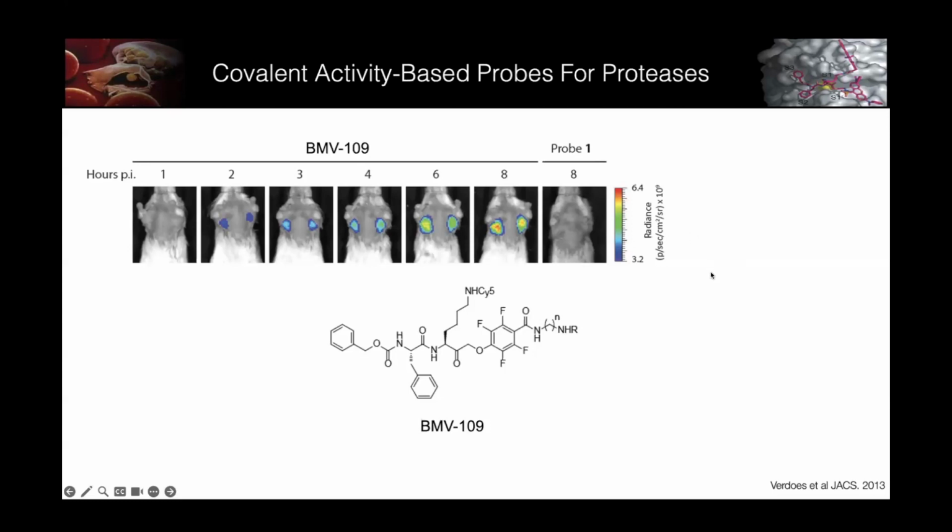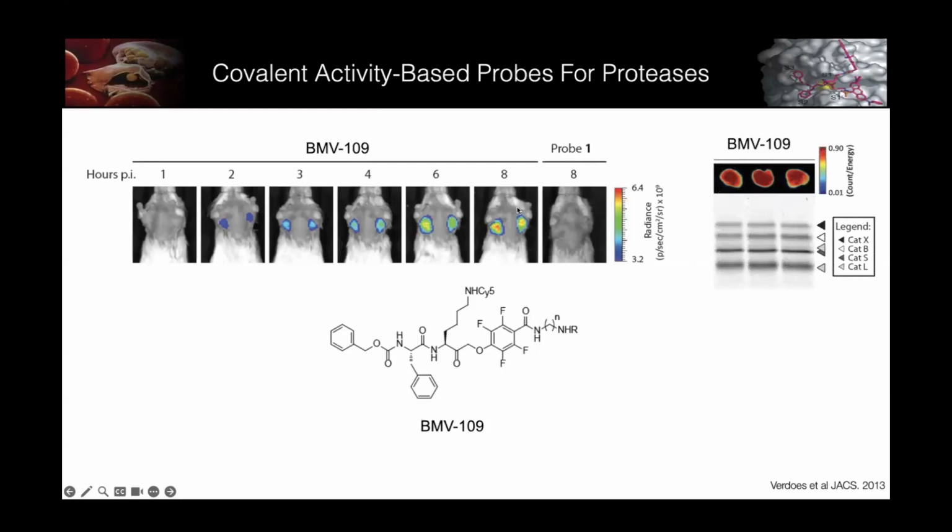The interesting thing is because it's covalent, after we're done imaging a live animal, we can remove tissue, the tissue's fluorescent, and we can actually visualize by SDS-PAGE gel what got labeled. In this case, you can see multiple bands. These are individual lysosomal cysteine proteases that got hit by the probe. And we can see it because they're now permanently tagged with our fluorophore, and we can just scan the gel. So this is really cool. We've been studying this for a long time.